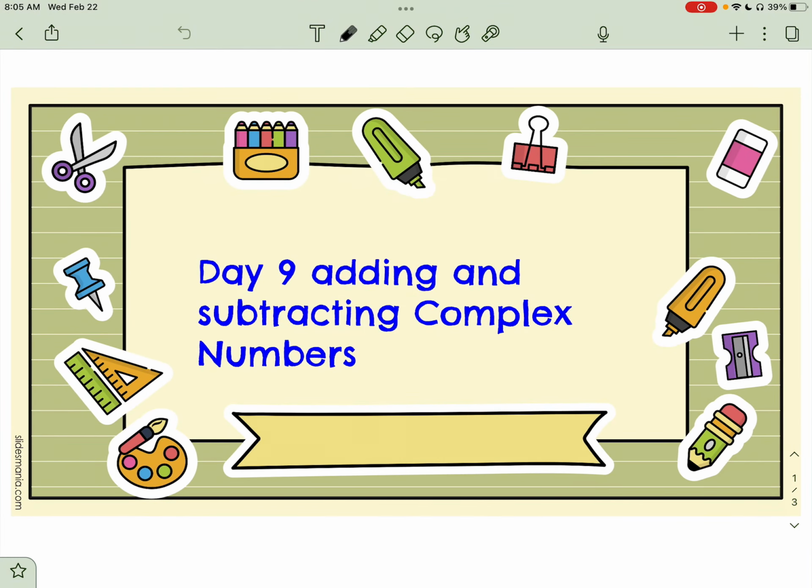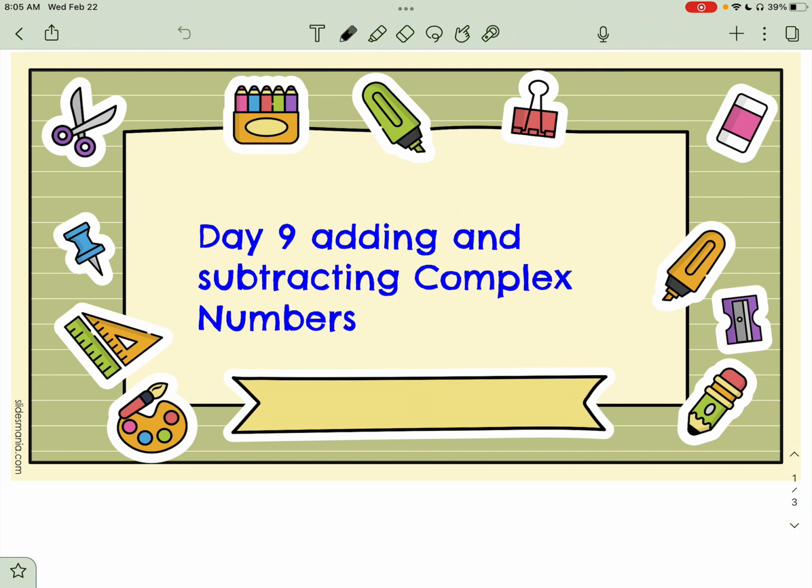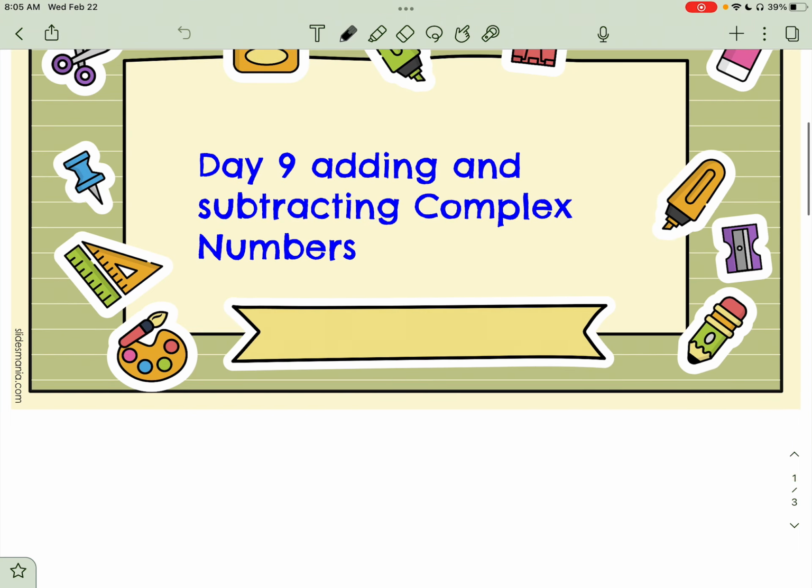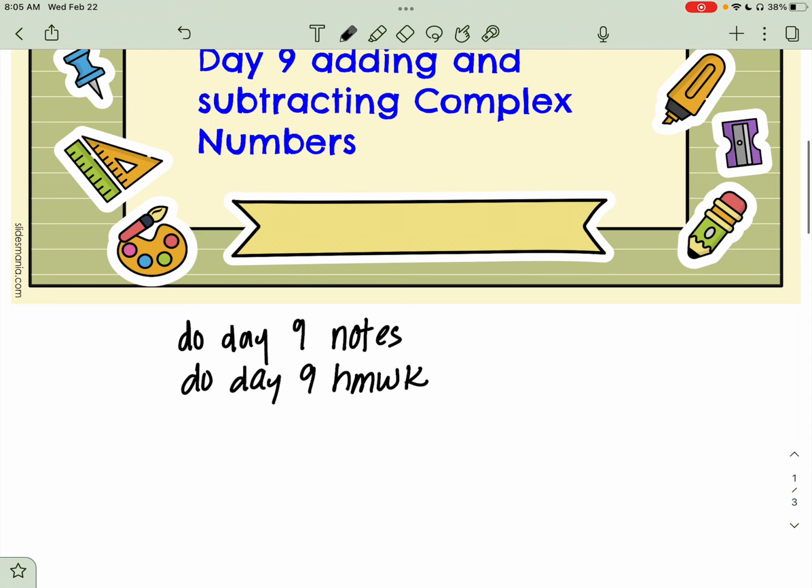Okay, good morning. This is our last day. It's going to be very, very short. So you're going to do day 9 notes. Do day 9 homework. Okay. And then if you don't have a lot to do today and you want to do more, you can start on the next folder. It has a review in it. Okay, otherwise that's tomorrow's assignment.